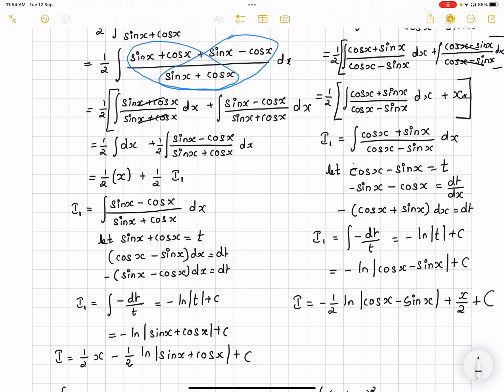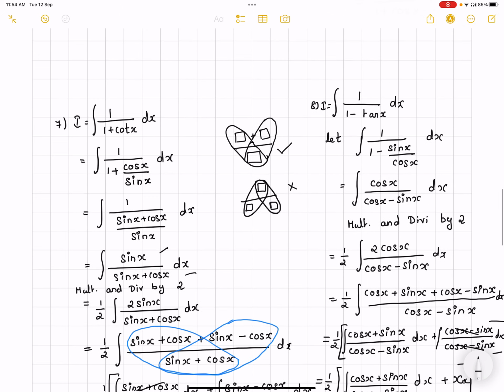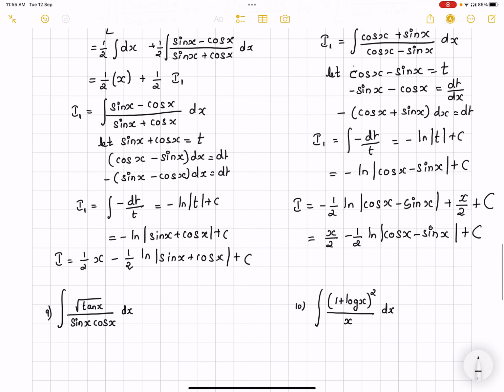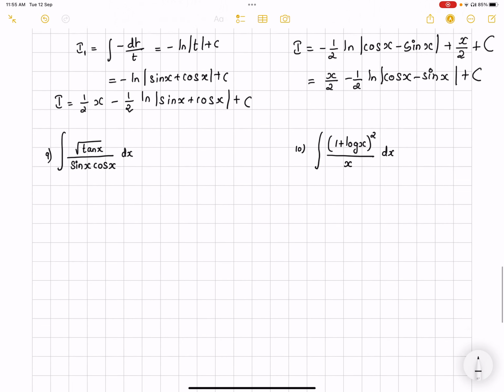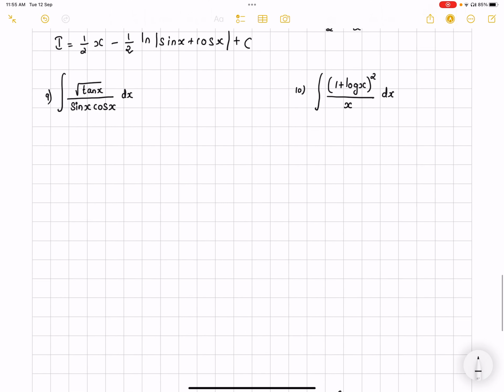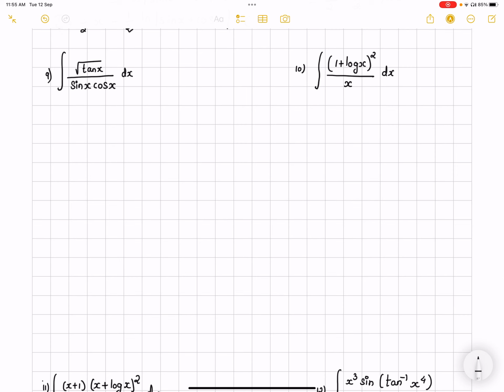And if you want, I don't like negative first, so I will just replace it: minus 1 by 2 ln of cos x minus sin x plus c. That's it. Though the problem was big, the concept was quite simple. But this is a very important type of problem, because that's where we make mistakes. People try to give those kinds of problems where we make mistakes. That's what they enjoy. So now let's move on with the next question.